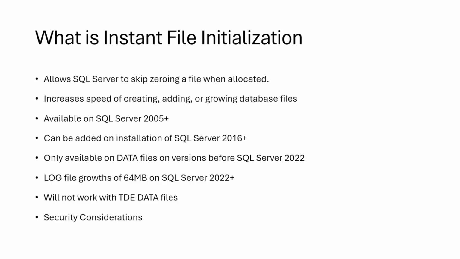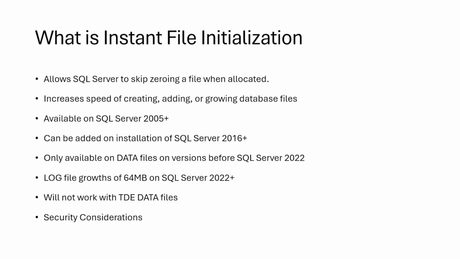This is especially useful to help cut down on time taken by unplanned auto-growth events, which may cause blocking in production servers. IFI is available on SQL Server 2005 and newer, and can be enabled during the installation process on SQL Server 2016 and newer. IFI only works for data files in SQL Server versions older than 2022. However, in SQL Server 2022 and newer, IFI will work for log file growths up to 64 megabytes in size. Any database that has TDE enabled will not utilize IFI for data files, but in SQL Server 2022 and newer, it will utilize it for the log file growths.